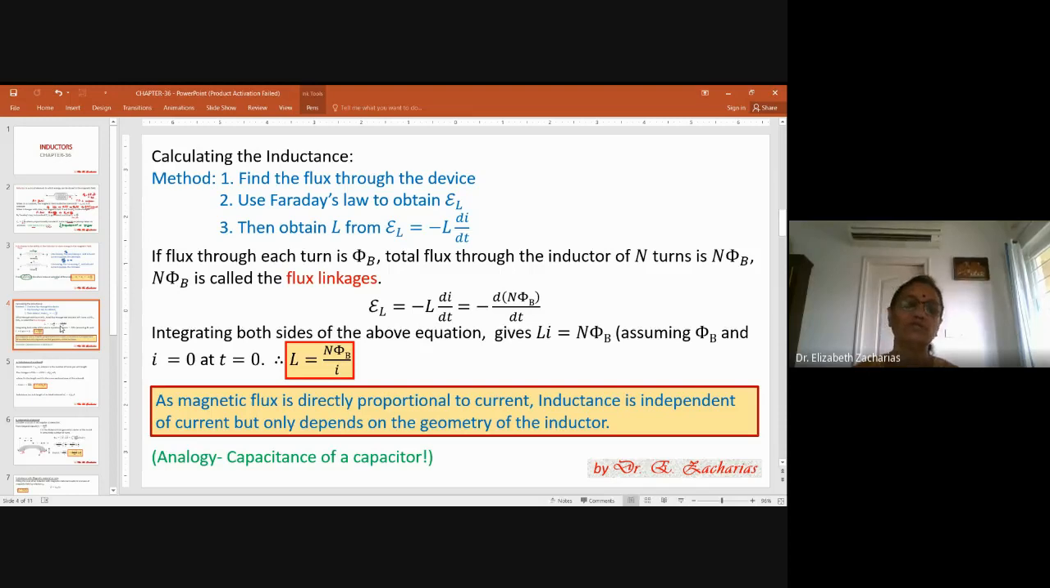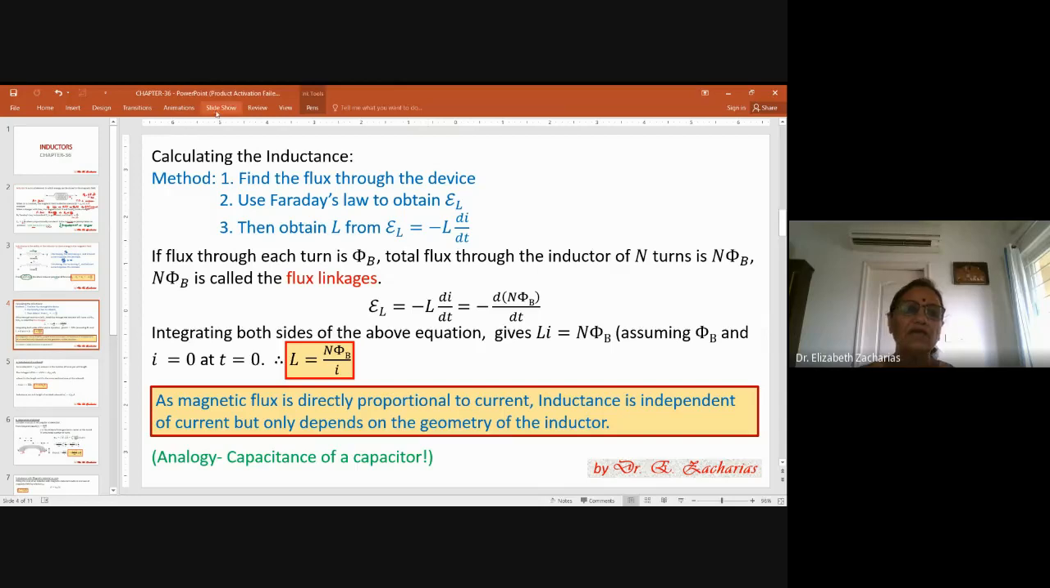So how do you do that? There is a method. First, find the flux through the device. To get the flux, obviously, you need to get B. Then you have to integrate over the cross section. Next, use Faraday's law and get the expression for the induced EMF. After that, put that in this expression, EMF is equal to minus L di by dt, and get your L. Now, when I'm talking, it sounds like Greek and Latin. So let us actually do it.